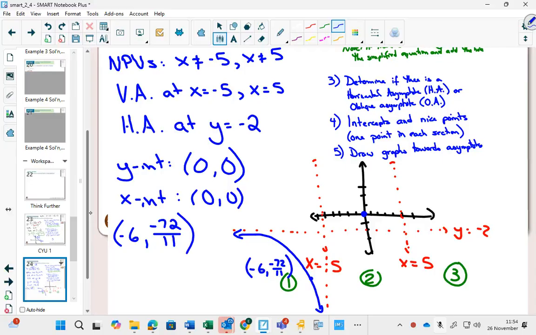In section 3, can you see that this is actually easy mental math to put in positive 6? Because everything was squared, can you see that we will get negative 72 over 11 again? So that's nice. And plug that point in over here, 6 comma negative 72 over 11, and that's enough for this section.